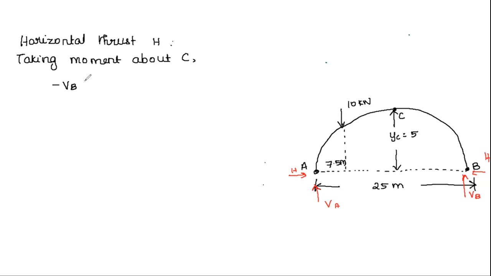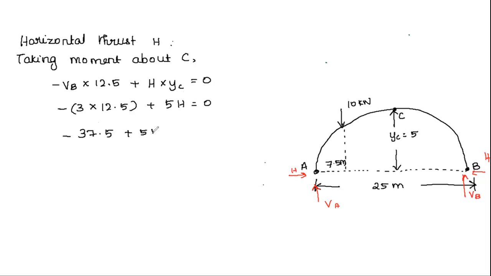So minus VB into 12.5 plus H, which will be in clockwise direction, H into YC is equal to 0. We know the value for VB is 3 kilonewton. So 3 into 12.5 plus H into 5, minus 37.5 plus 5H is equal to 0, which implies H is equal to 7.5 kilonewton. So we have completed the first subdivision.